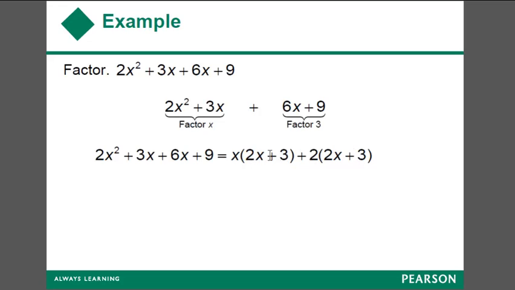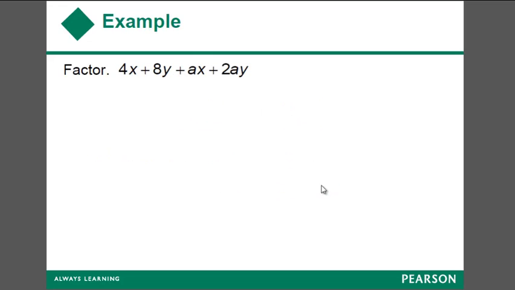Now, notice my sets of parentheses are the same, 2x plus 3 and 2x plus 3. I can factor those out and put my leftovers in the other set of parentheses, and that gives me x plus 3. Remember to always check yourself.